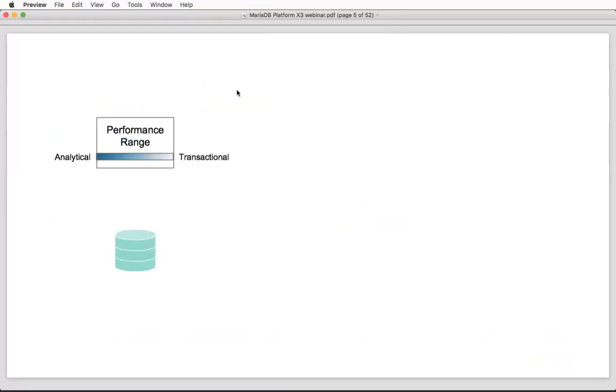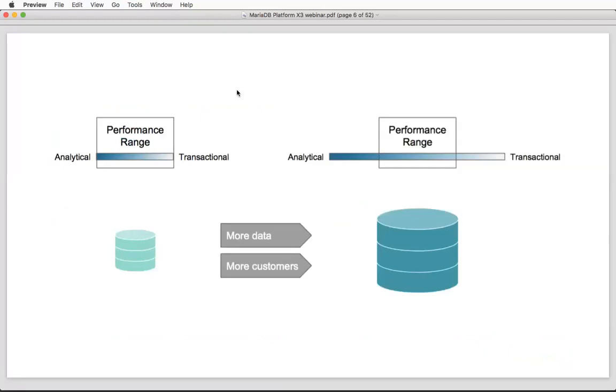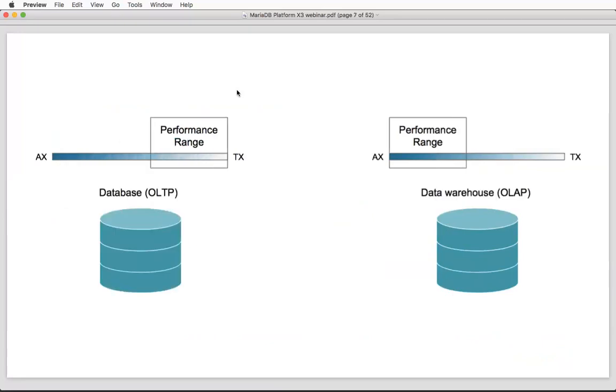If you have a small database, a little bit of data, a little bit of users, you can do full analytics and full transactions and perform really well. The challenge is that as your database grows, you start to face some limitations. That performance range isn't getting any bigger, so either you're going to have some performance issues on more complex analytical queries, or those analytical queries are going to impact the performance of your ongoing transactions. So what we end up with is two different databases. We end up with a transactional database, which is really optimized for that transactional performance, and then you end up with a data warehouse, which is optimized for analytical performance. And we've been that way for many, many years.